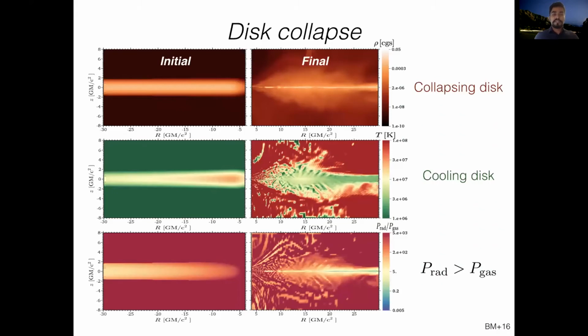This is again a set of snapshots. On the left-hand side, you have the initial profile of density, temperature, and the ratio of radiation to gas pressure. And this is again showing the r-theta slice of these simulations. Eventually you see that the disk has collapsed in the upper rightmost plot, and the temperature is also decreasing since it was cooling. However, the radiation pressure still dominates over the gas pressure.